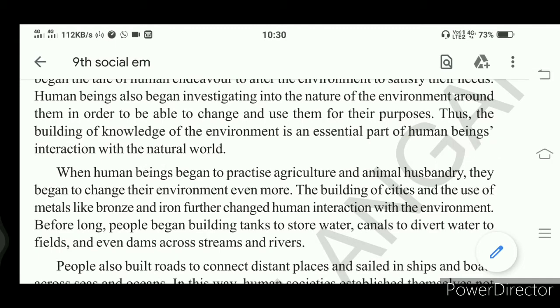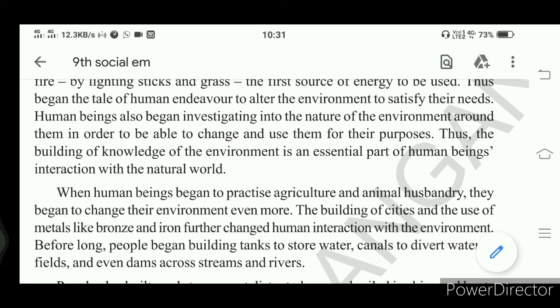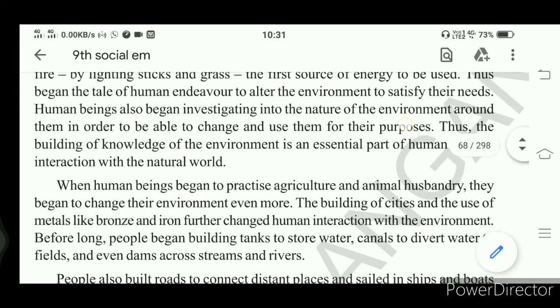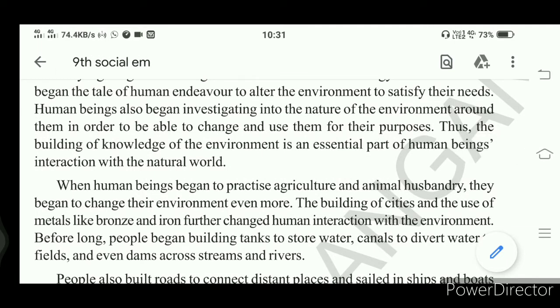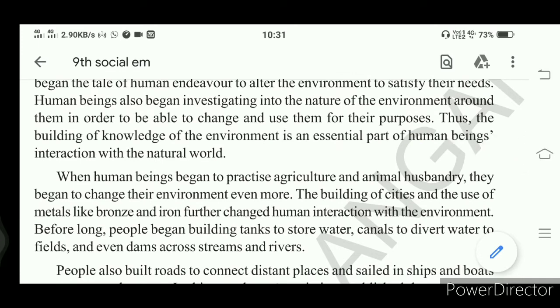When we began to practice agriculture and animal husbandry, earlier, early men were hunters and gatherers. When they practiced agriculture, there were a lot of changes in their lives. They removed the forest cover, that is the tree cover, and converted those lands into agriculture lands. That is a very large alteration to the environment. Later, they started building cities by converting the tree cover lands into cities. All these are human activities in altering the environment and their surroundings.